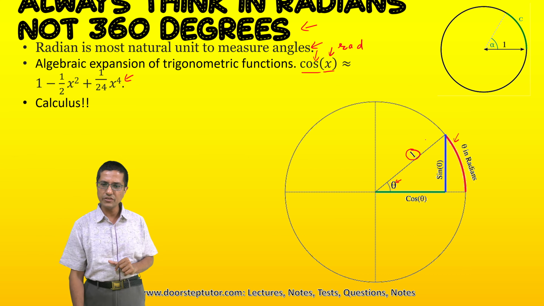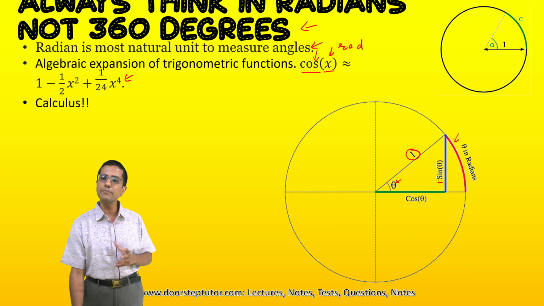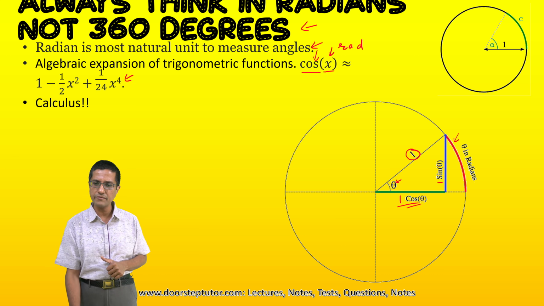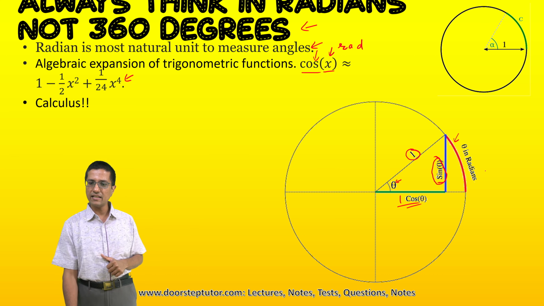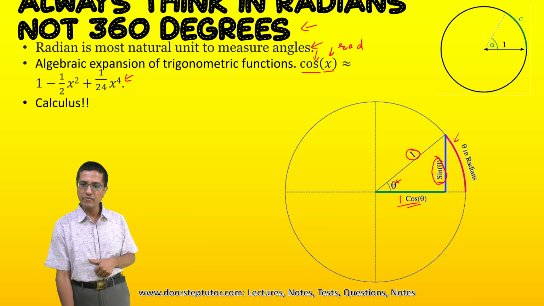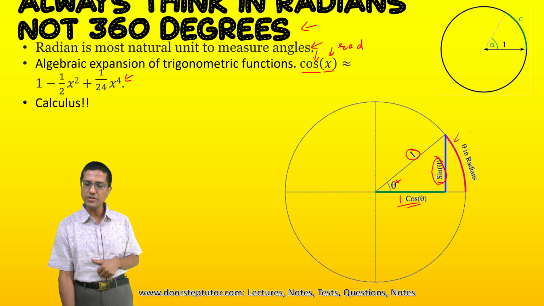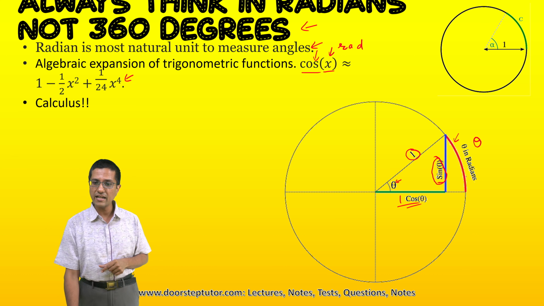If this radius is 1, then this length here would be equal to 1 sine theta, or just simply sine theta. This length here would be 1 cos theta, but we are not so much worried about this. We'll just focus on this 1 sine theta. And this theta is also in radians, and so this arc length will be equal to how much? This arc length will also be equal to theta if this theta is in radians. Only if this theta is in radians will this arc length be equal to theta.